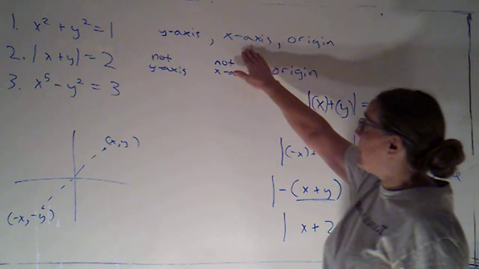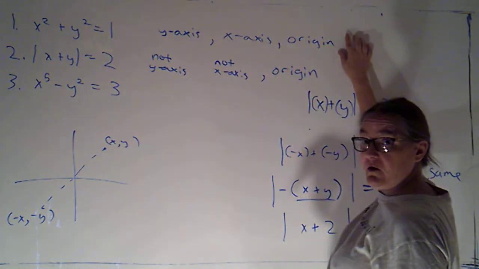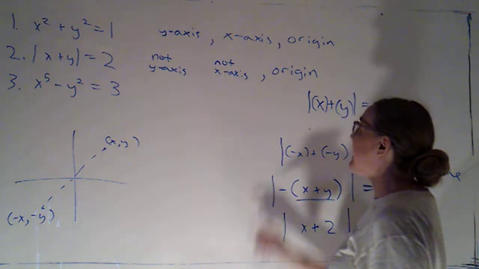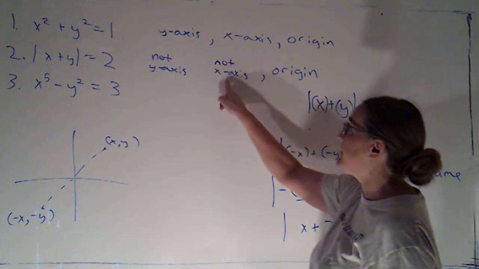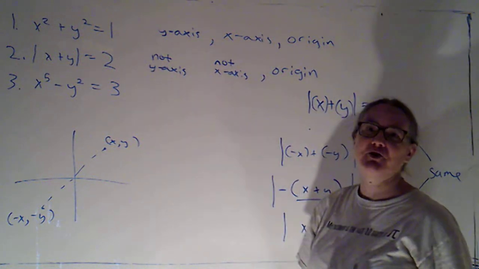Notice in the first problem we were able to say, hey, if you're symmetric about both axes, then you're symmetric about the origin. But remember, I said that's not always going to be the case. You could be symmetric about the origin without being symmetric about either axis, and that's what we have in problem 2.